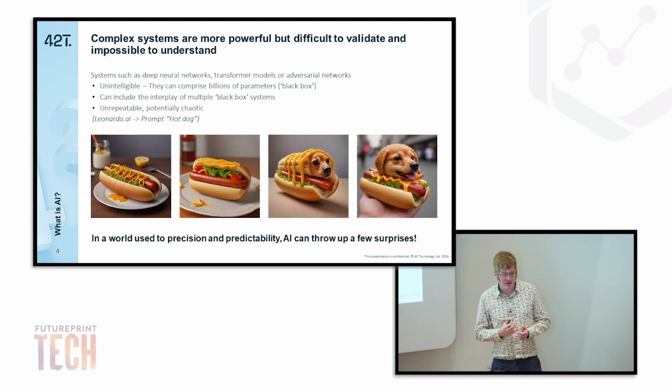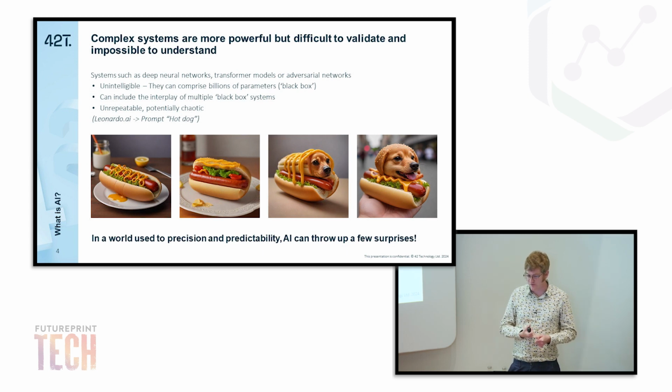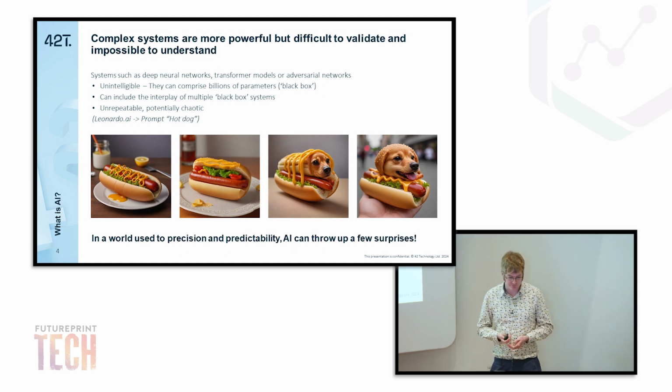I'd now like you to think about systems such as deep neural networks, transformer models, and adversarial networks. Now, a lot of these fall into the black box territory. We call them that because they're unintelligible. They often comprise potentially billions of parameters, far beyond what we can understand as humans. And also, they look at really weird things that just don't quite make sense and are very difficult for us to tease apart. They can also include an interplay of multiple black box systems. And I think a key thing to take away here is these can be unrepeatable and potentially chaotic, especially when it comes to generative AI, where some of the big breakthroughs have been introducing chaos with addition of noise.